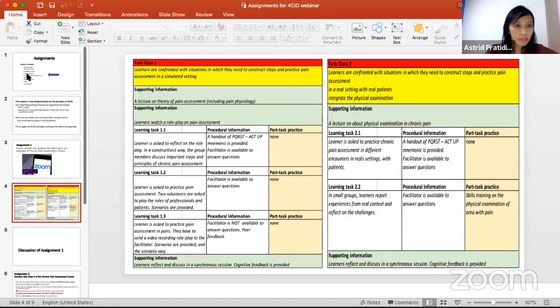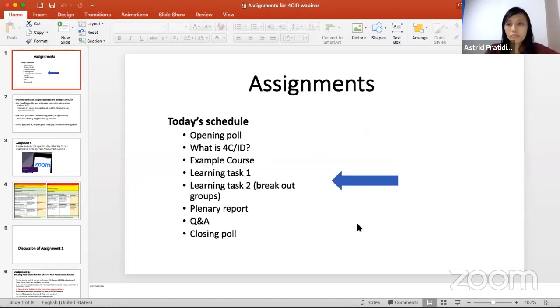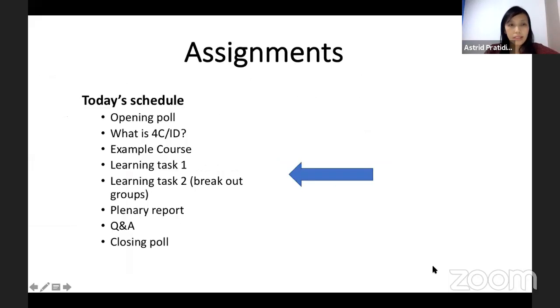Okay, thank you. Shall we continue to the assignment? I will share my screen. So, ladies and gentlemen, we are now here. We have done the first three parts, and then we are now in the learning task. So we would like you to try also our learning task.